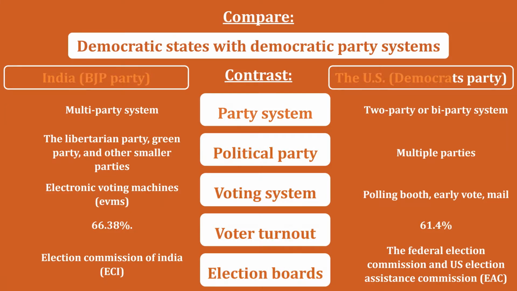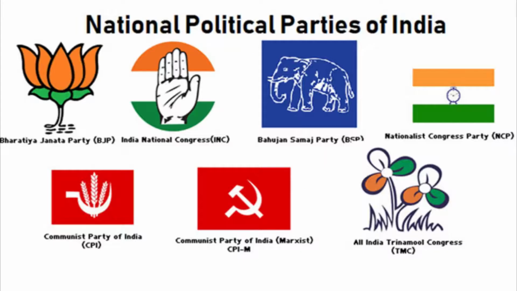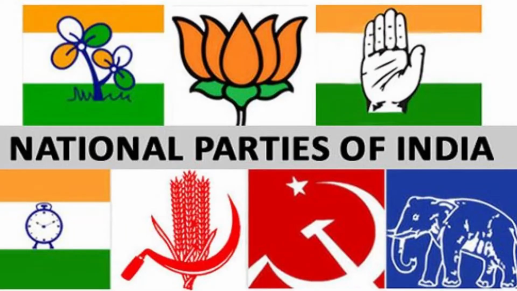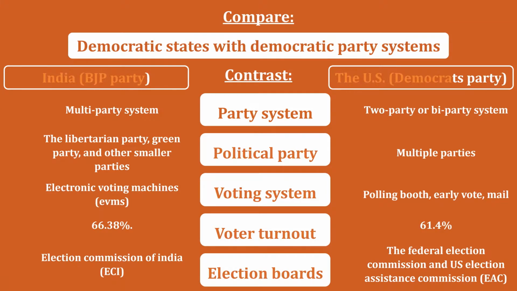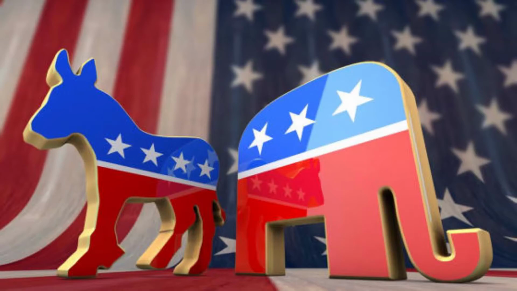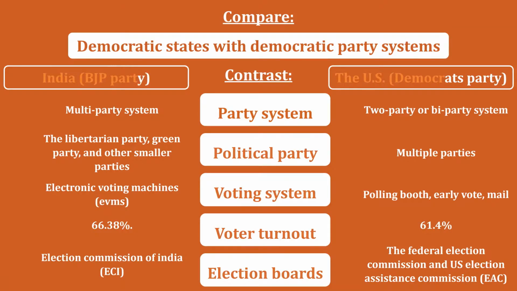Okay, so let's start with the party system. In India, it is a multi-party system. There are 2 major political parties, INC and BJP, and also small and regional political parties. While in the US, it is a 2-party or bi-party system. There are 2 major political parties, the Republican and Democratic Party. For political parties, the Libertarian Party, Green Party, and other smaller parties exist.